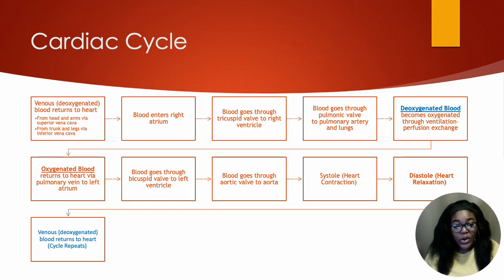Here's a reminder about our cardiac cycle. I just want you to be aware of what's going on and where blood is being oxygenated versus where it's not being oxygenated. So you go through the venous blood system, the blood is returning to the heart, and then that blood that is deoxygenated enters the heart through the right atrium. Then it goes through the tricuspid valve into the right ventricle. So we're still on the right side of the heart. That blood must go through the pulmonic valve into the pulmonary artery.